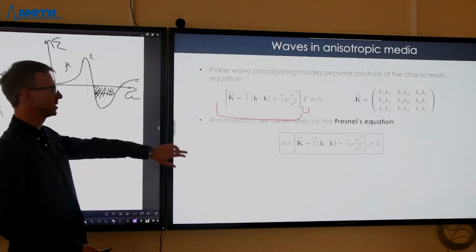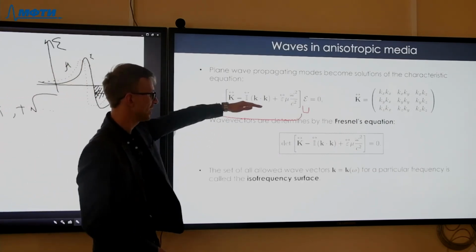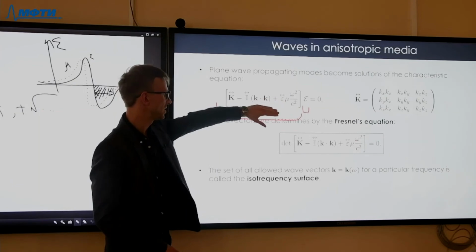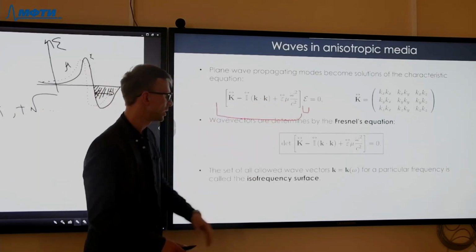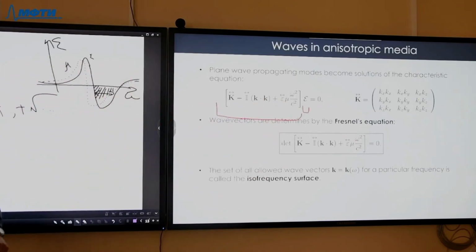And correspondingly, the eigenvectors of this operator will describe the polarization, the electric polarization, of propagating waves. And there's one very important concept that we can introduce here, the concept of isofrequency. For any given real-valued frequency omega, the set of all wave vectors that satisfy this equation is called the isofrequency.